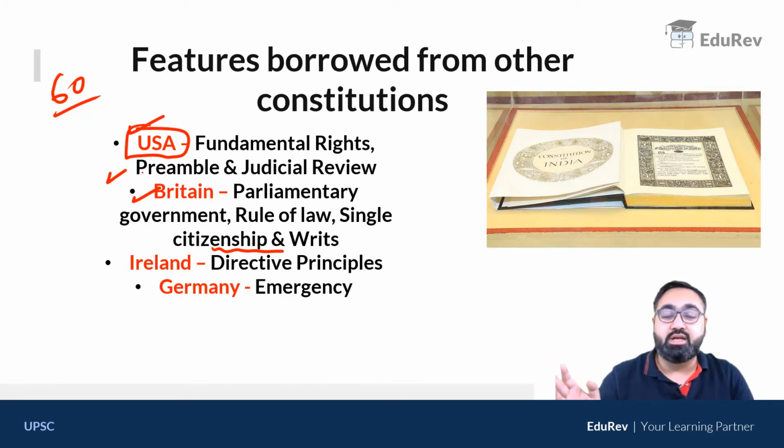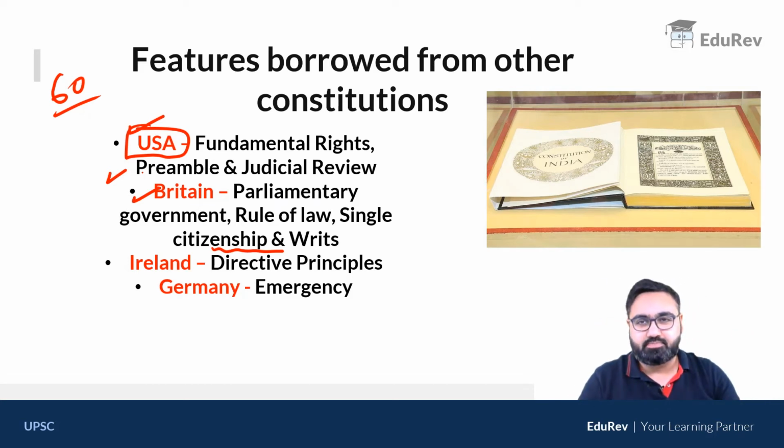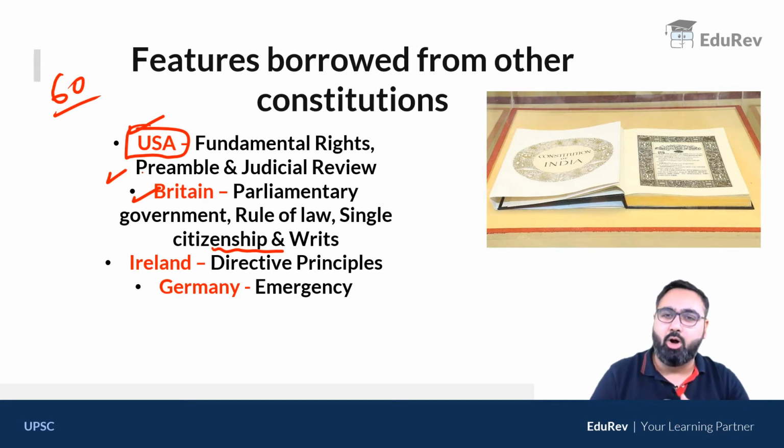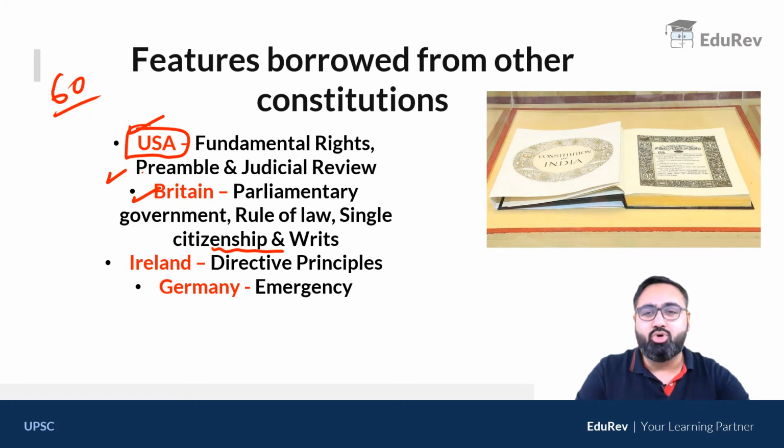Also, because the British had been ruling over us for a very long time, we were familiar with how the British government works. That is why the basic structure of our government, the parliamentary form of government, the ministers, rule of law, single citizenship, most of these things we have taken from the British Constitution. Because it was in existence even when the British were here, we did not need to change a lot.